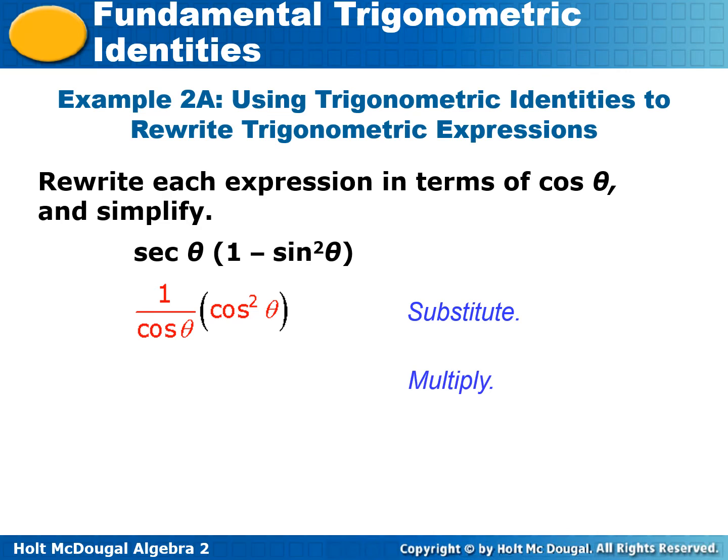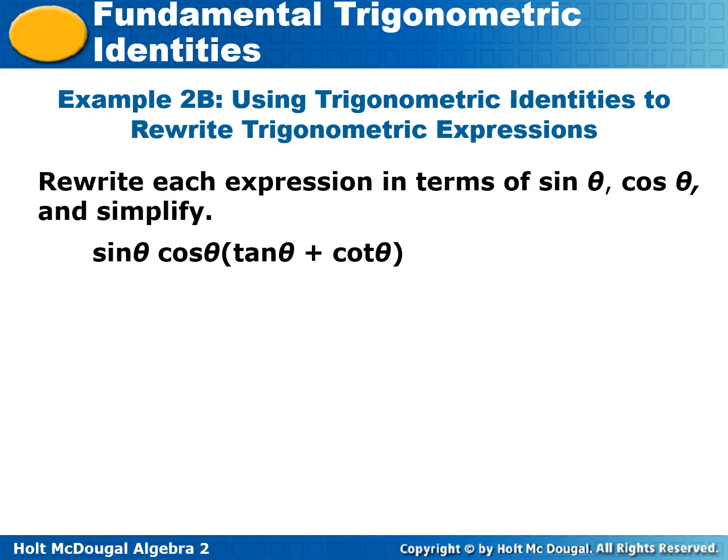So in here, we are going to multiply. So cosine squared theta over cosine theta. And then we can cancel one of the cosine, so cosine, then cosine in the denominator. So simply, it is cosine theta.